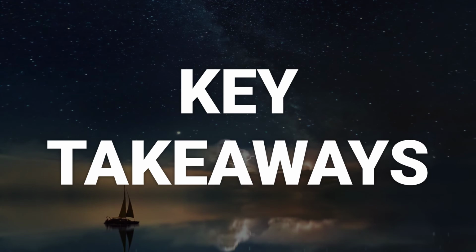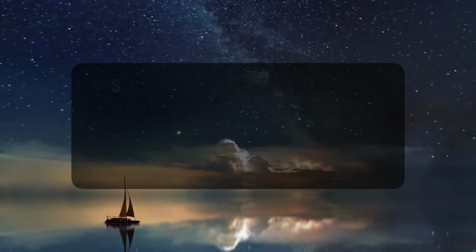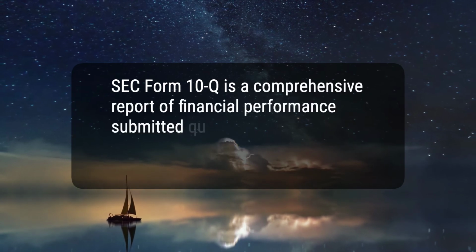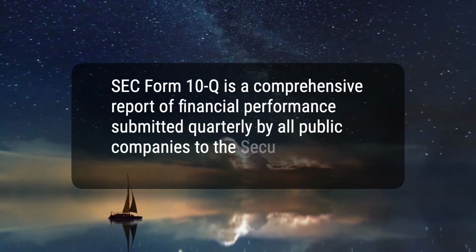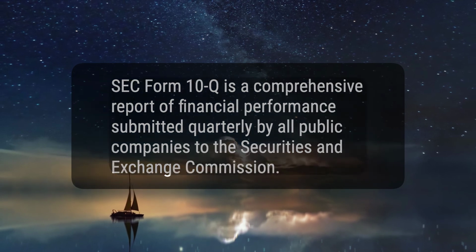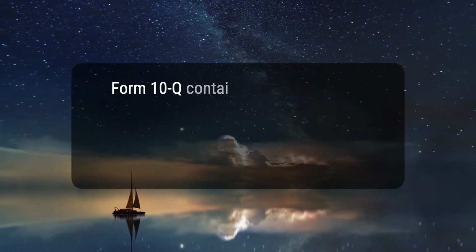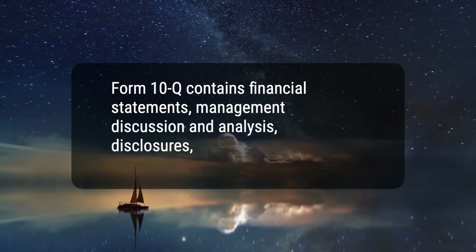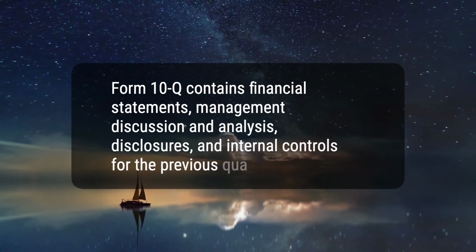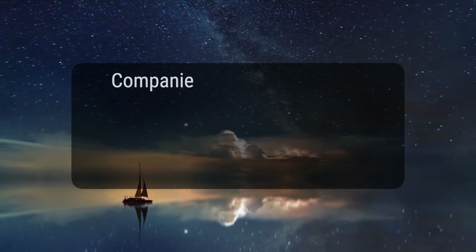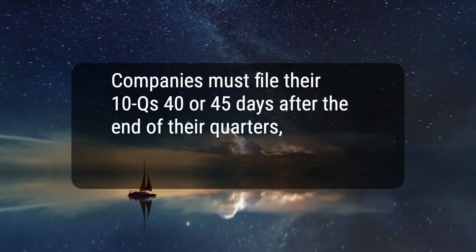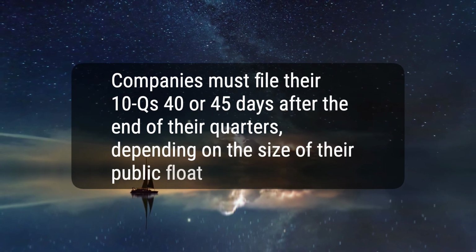Here are 5 key takeaways. 1. SEC Form 10-Q is a comprehensive report of financial performance submitted quarterly by all public companies to the Securities and Exchange Commission. 2. Form 10-Q contains financial statements, management discussion and analysis, disclosures, and internal controls for the previous quarter. 3. Companies must file their 10-Qs 40 or 45 days after the end of their quarters, depending on the size of their public float.